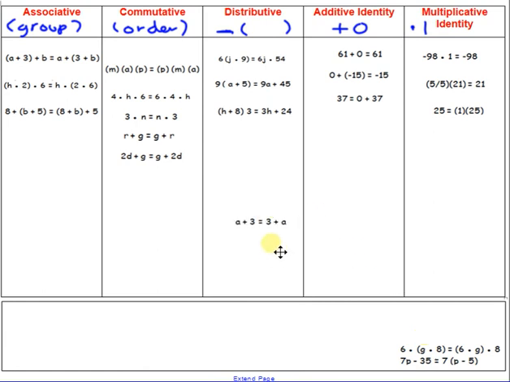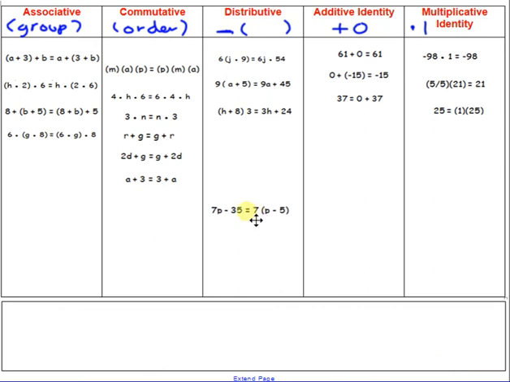Here we have a plus 3 equals 3 plus a. That should be pretty easy to recognize. They're just flipped. A, 3, 3, a. That's going to be the ordering property, which is commutative. All right. Over here, I have 6 times (g times 8) equals (6 times g) times 8. Okay, look at it closely. 6, g, 8 equals 6, g, 8. Same order, different grouping with parentheses. So that's going to be associative.